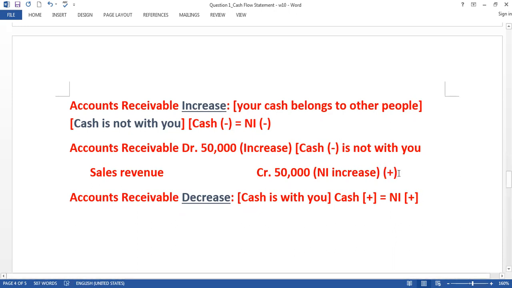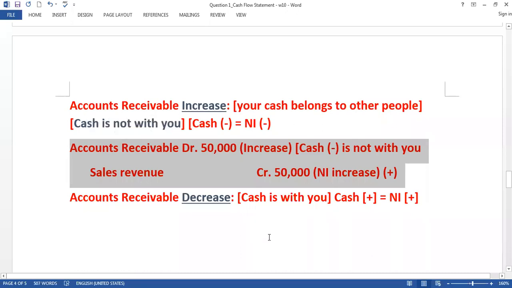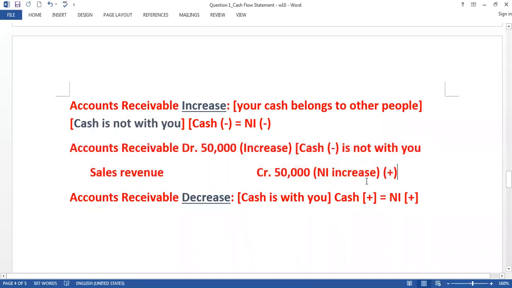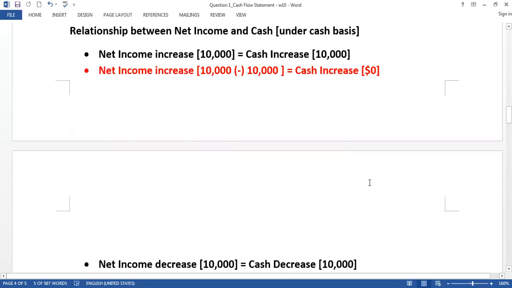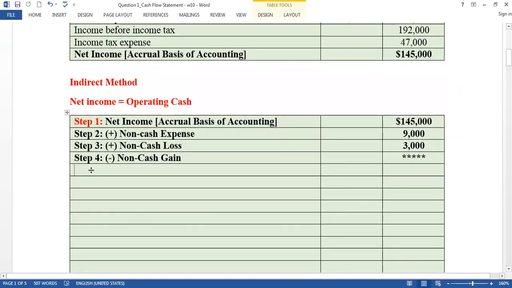So these two are not equal, right? Do you understand? These two are not equal. So we increase our net income, but cash does not increase, right? Why does cash not increase? Because this is my money, but not with me. So how to make it equal? Now, if we decrease the net income, it is equal, right? It is equal. So here we have to write step 5, for example.